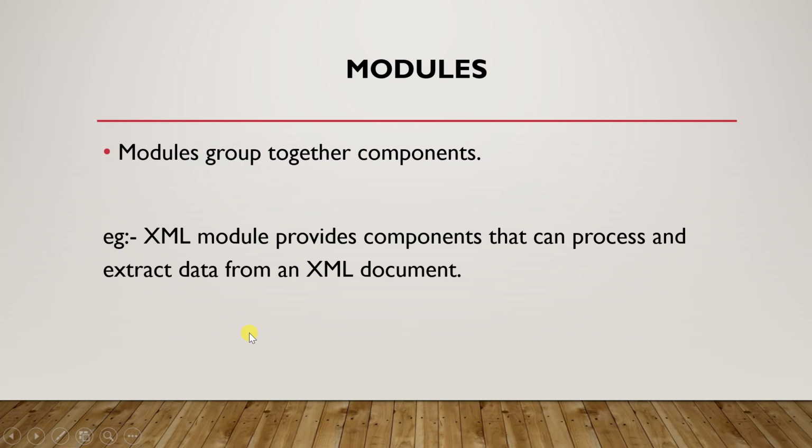Likewise, the third component is modules. Modules group together components, or modules are a combination of various components. For example, the XML module provides components. Basically, modules group similar types of components. For example, the XML module groups all the components which are used to perform operations on an XML document.